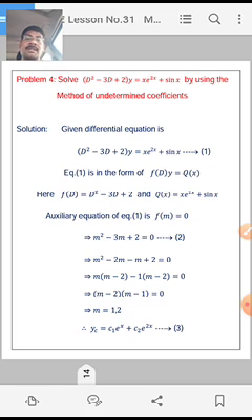Solve the differential equation d square minus 3d plus 2 of y is equal to x e power 2x plus sin x by using the method of undetermined coefficients. Here this is in the form of f of d into y is equal to q of x. f of d is equal to d square minus 3d plus 2. q of x is equal to x e power 2x plus sin x.